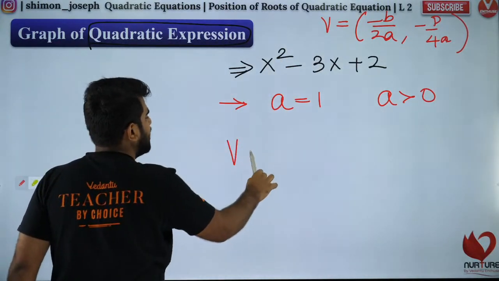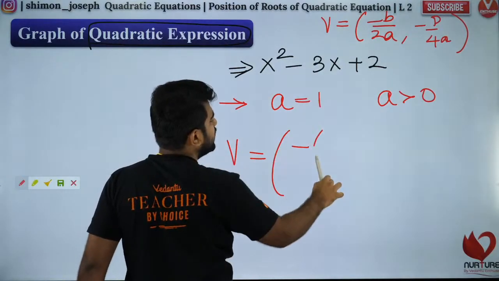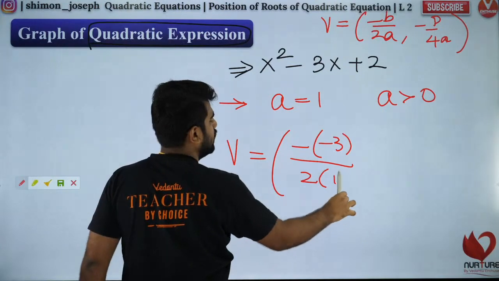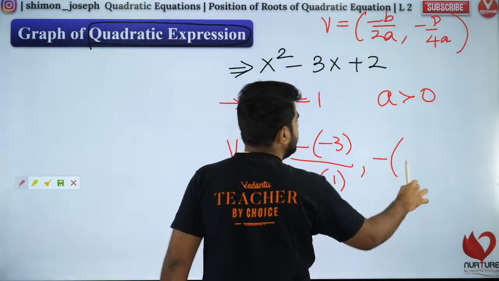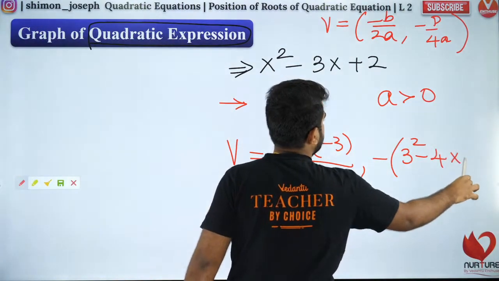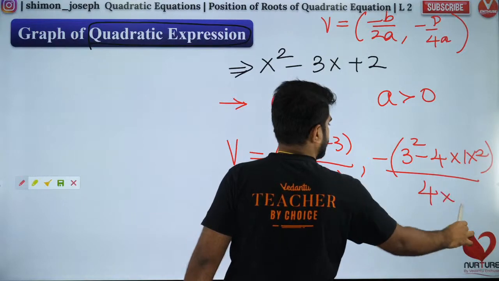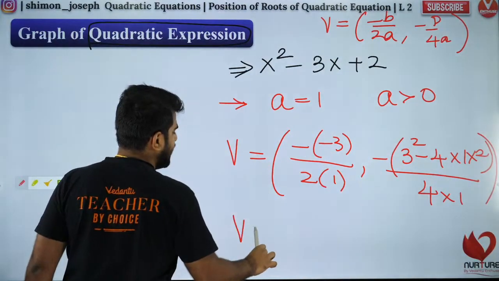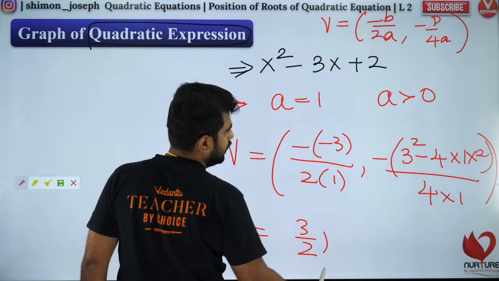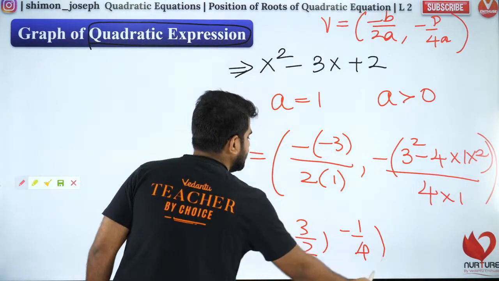Now what is the vertex? Can you guys help me with the vertex? It is minus of B. What is B? B is minus 3, by 2A, so 2 into 1, comma, minus of D. D is what? B square minus 4AC, divided by 4A. Everybody cool with it? So the vertex will be 3 by 2, comma, what is that? Minus 1 by 4. So this is the vertex.